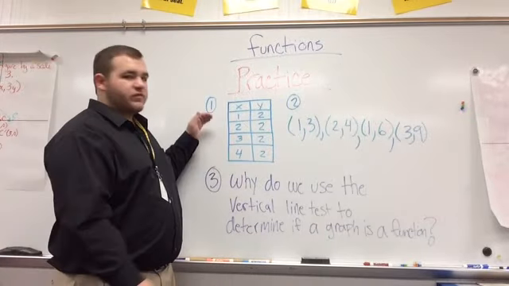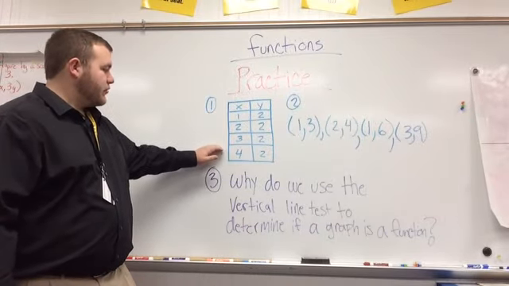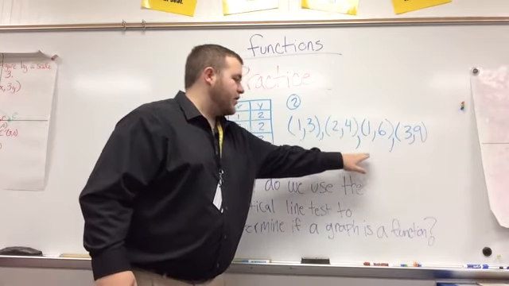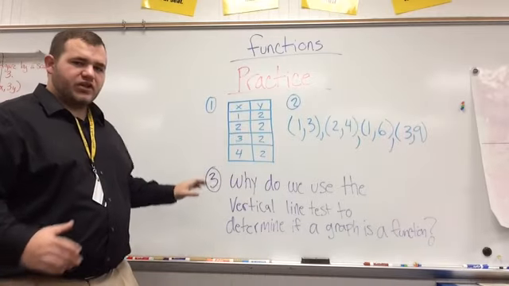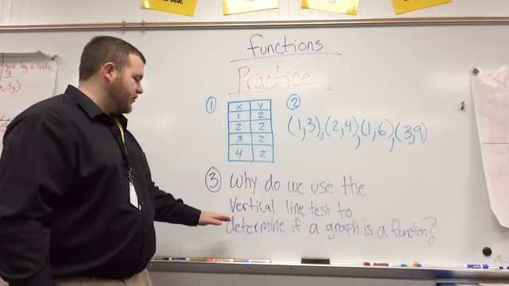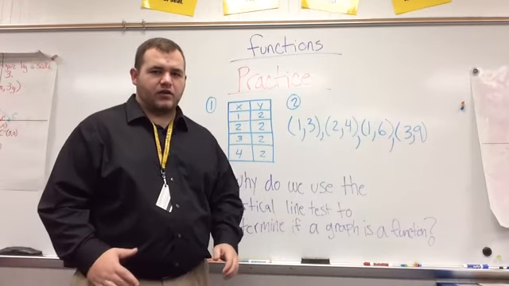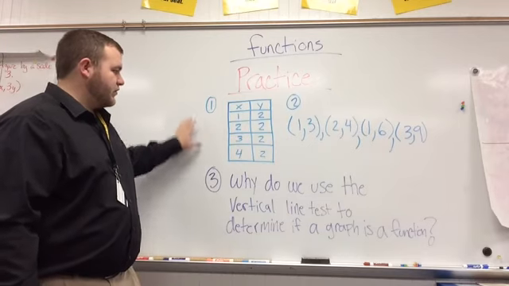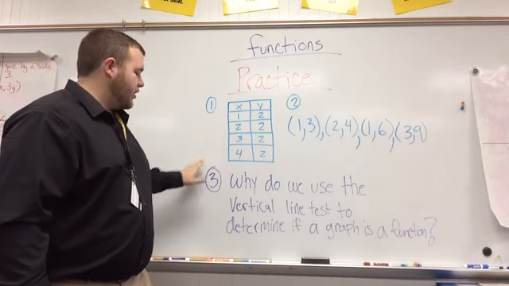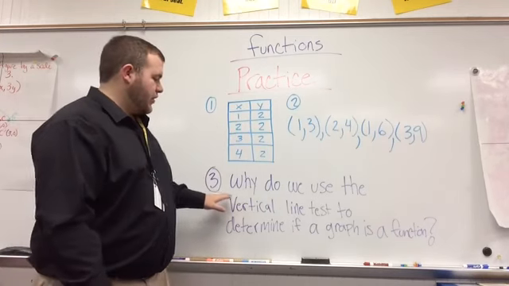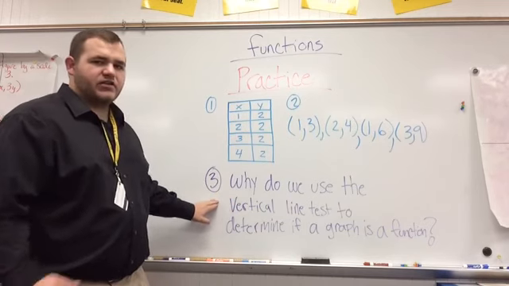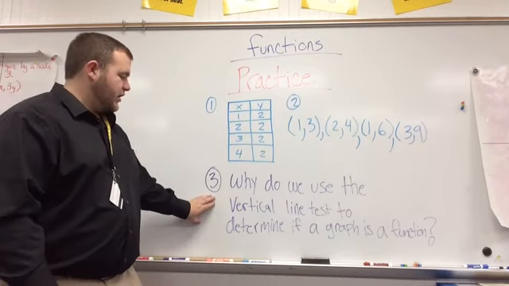So here are your 3 practice problems for tonight. You'll determine if this table represents a function or not. And then the same thing with this set of ordered pairs. And then for number 3, I want you to give me your best explanation of why we use the vertical line test to determine if a graph is a function or not. And so I'll give you all a few seconds to write this down, determine whether or not the first 2 are functions or not, and explain why. And then number 3, just give me your best explanation of why we use the vertical line test to determine if a graph is a function or not. And don't worry about if you can't get it. I just want to see what y'all come up with, and I'll let y'all write that down.